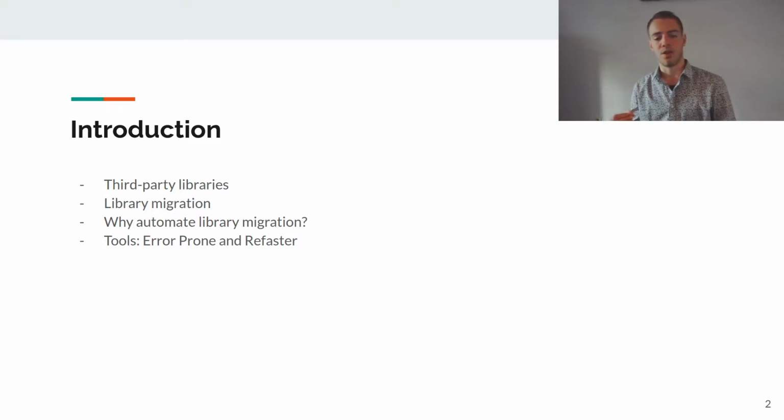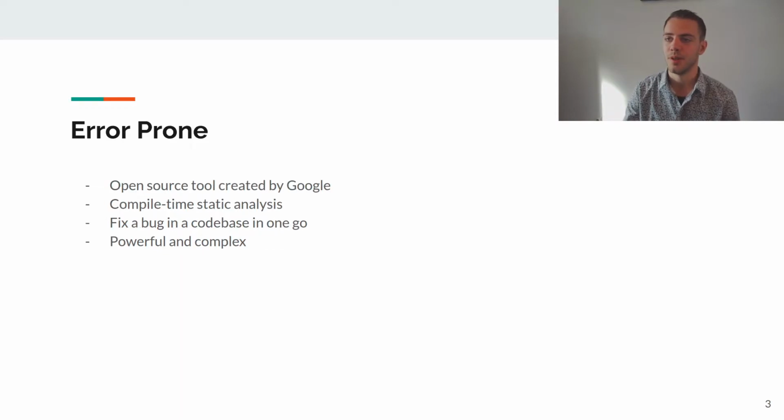Library migrations are often performed manually, and especially for big code bases, they can be very complex, error prone, and time consuming. And for all these reasons, there's an immediate need for automation. In the context of this paper, we consider the tools Error Prone and Refaster. I'm going to tell you a bit about the tools.